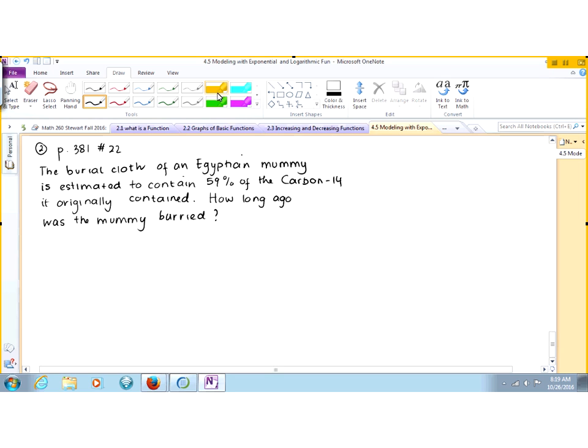So this is the type of question. I have to give you the half-life. The half-life of carbon-14 is 5,730 years.